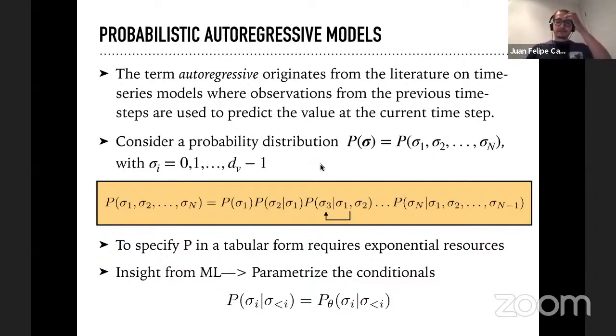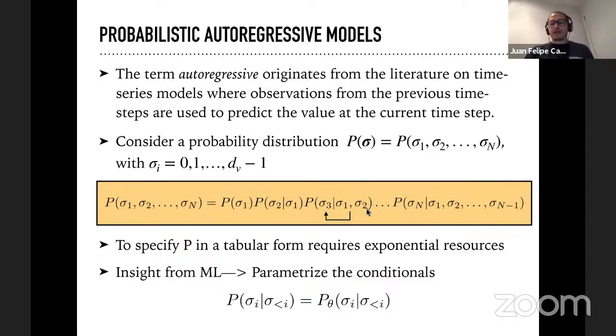The term autoregressive applies here if we rewrite this distribution in terms of the chain rule, where we write down this probability distribution as a product of conditionals. So here we have P of sigma 1 times P of sigma 2 conditional on sigma 1, P of sigma 3 conditional on sigma 1 and 2, and so on. The autoregressive part is that you can see in this conditional that the probability of spin 3, or variable sigma 3, depends on the previous two, like sigma 1 and sigma 2.